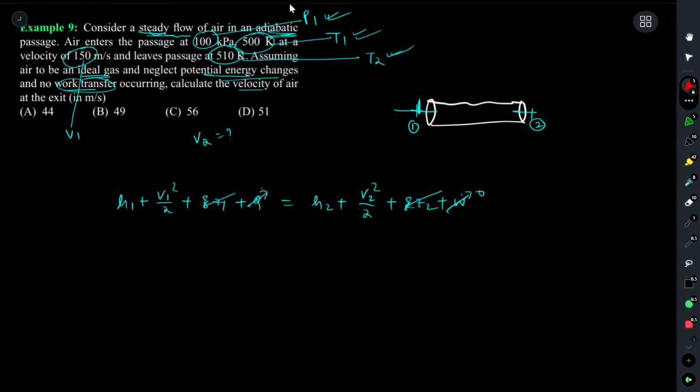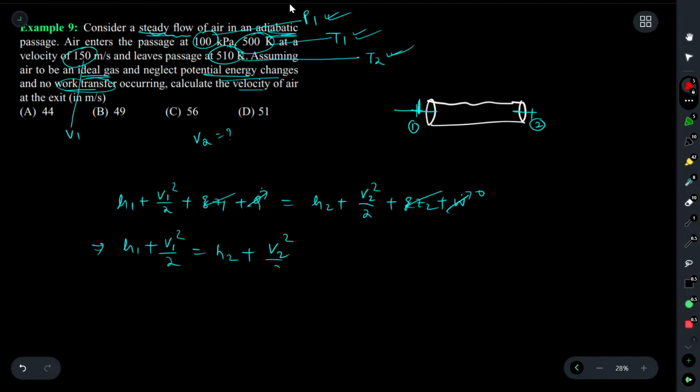So now we are left with this equation, that is H1 plus V1 square by 2, and that will be equal to H2 plus V2 square by 2. So this is the final equation we can see.